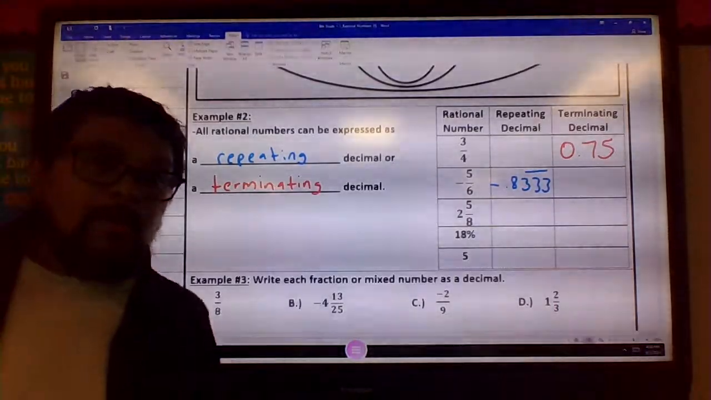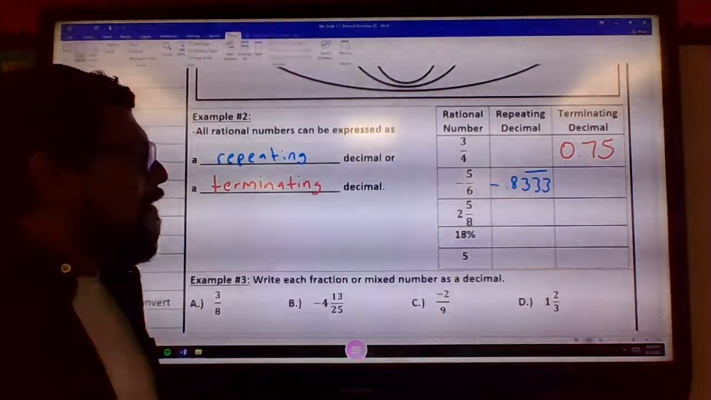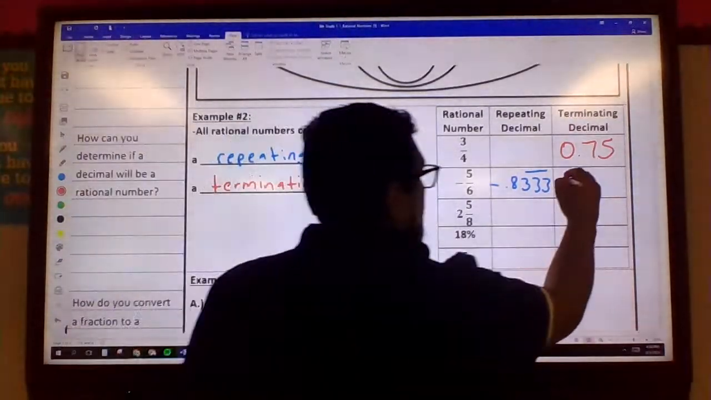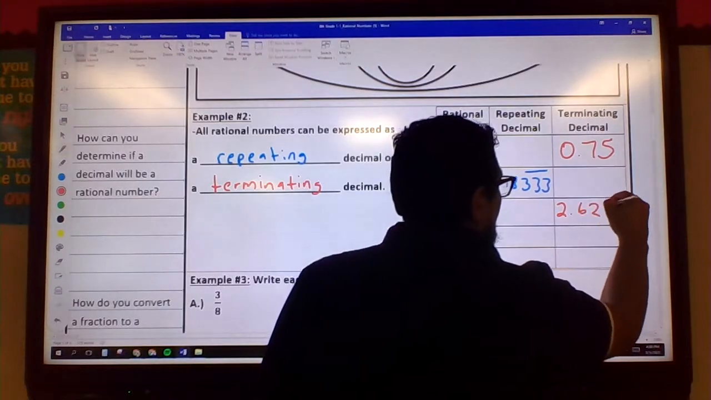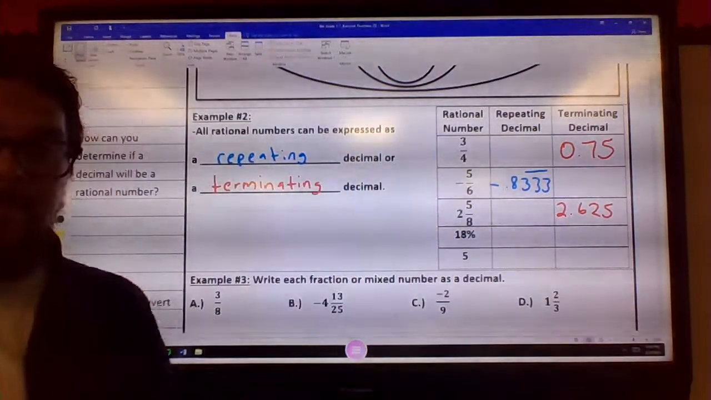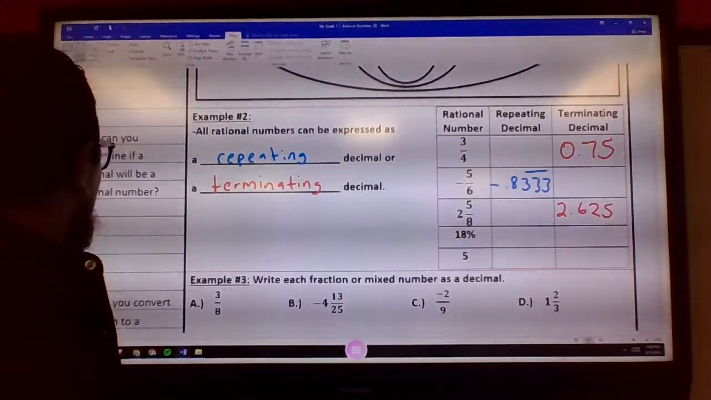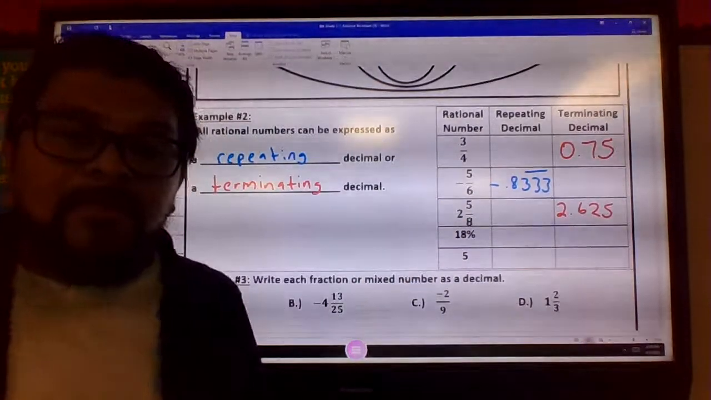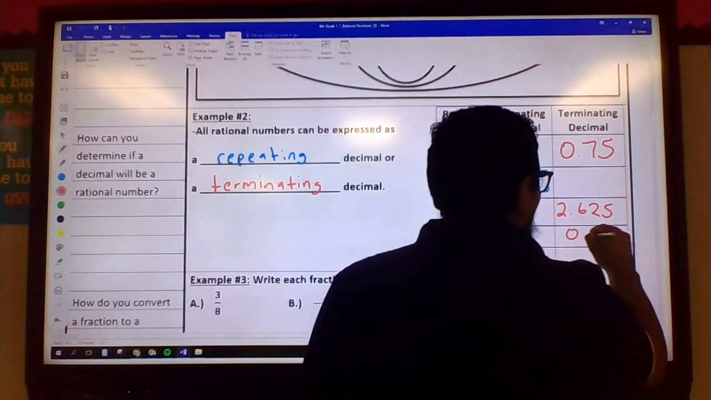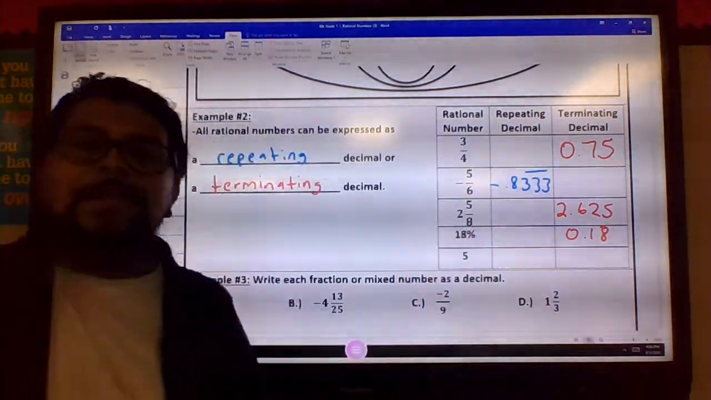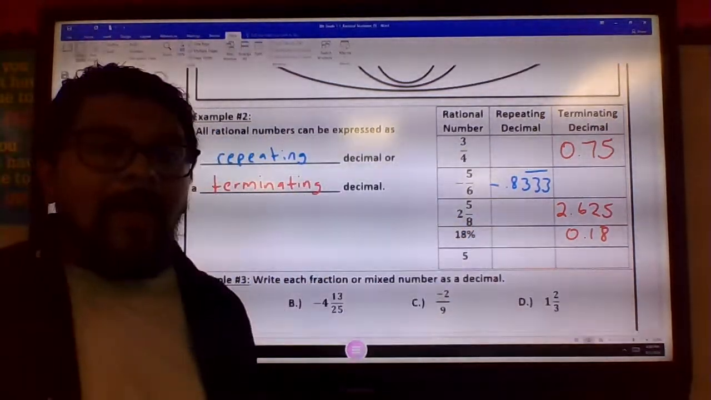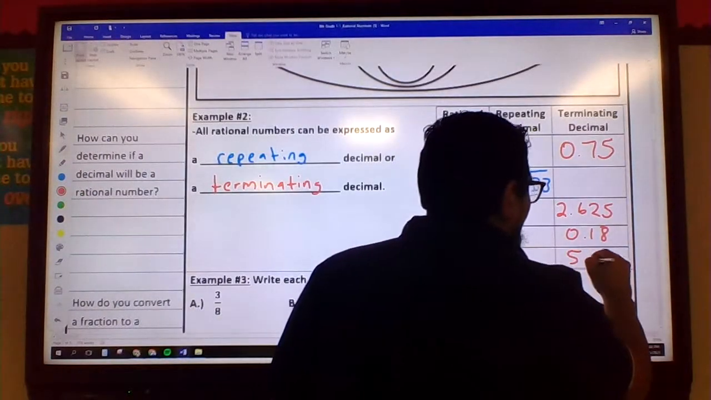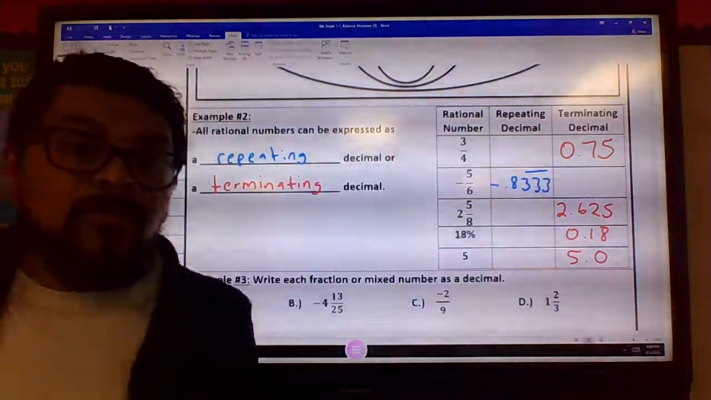2 5/8 is a mixed number. Remember that from 4th and 5th grade? Okay. So this one is going to be 2.625. It is terminating. It stops. Okay. Next one, 0.18, which is 18%. It stops. 0.18. Easy. All right. Next one, 5. It terminates. 5.0. That could be somebody's GPA too.